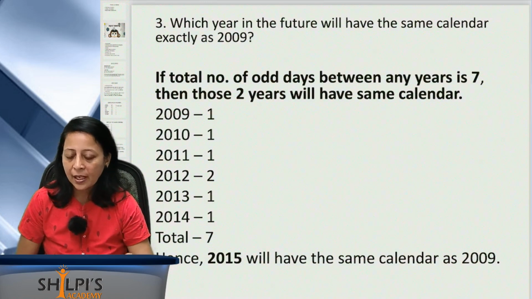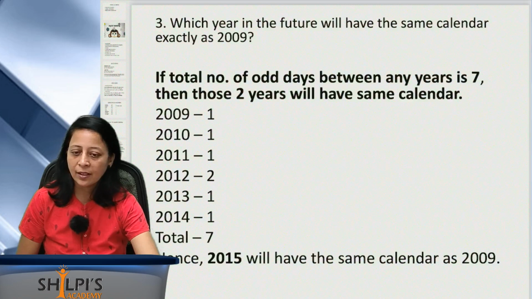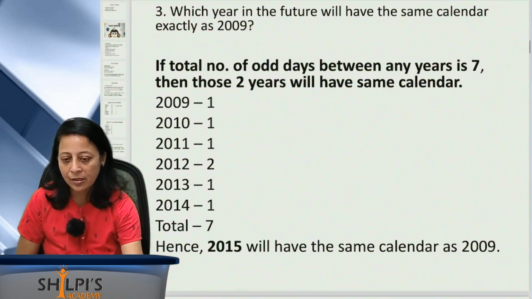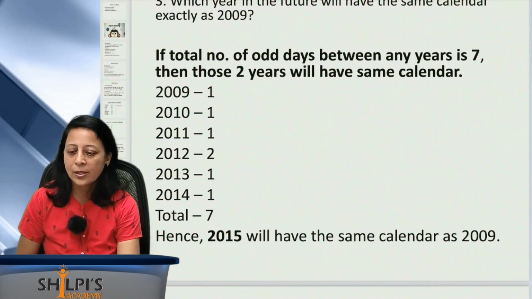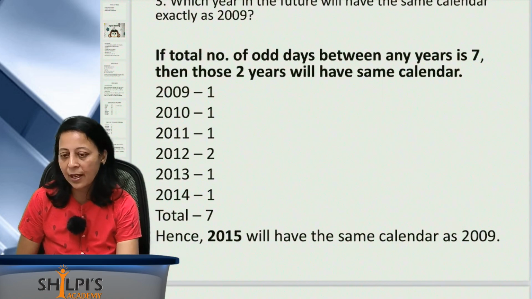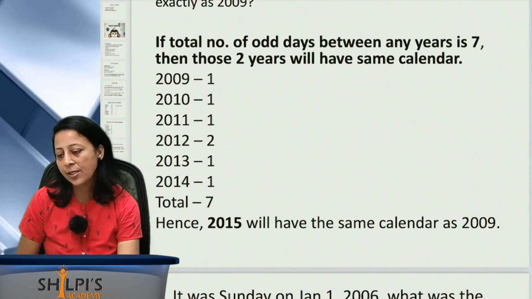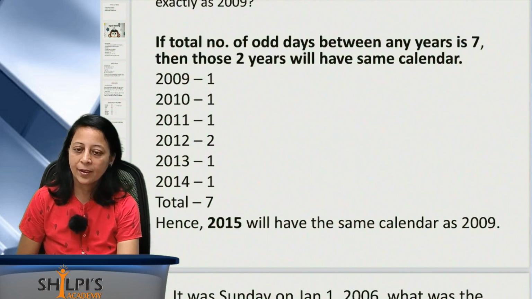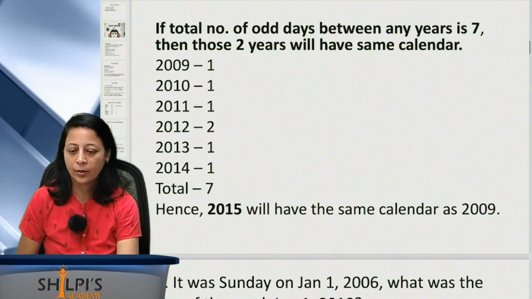So it means that in between, which are the years coming? 9, 10, 11, 12, 13, 14. So what they told you: if the total number of odd days between any 2 years is 7, then those years will have the same calendar. Okay. So it means that 2017 will have the same calendar as 2009, because in between you have 7 days as your odd days. Clear, students? Okay.